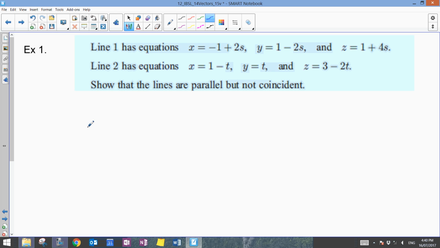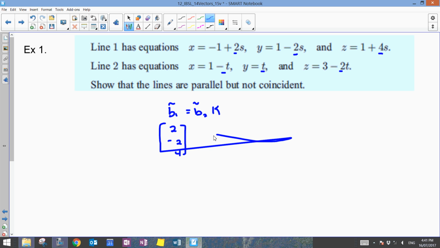So we need to show two things here. So if they are parallel, first of all, we need to show that by using their velocity vectors, or the direction vectors, they actually are equal to each other by a scalar. So in other words, we will take this one, and set equal to this one by a scalar k. So let's take 2, -2, and 4, and we're going to show that that is equal.